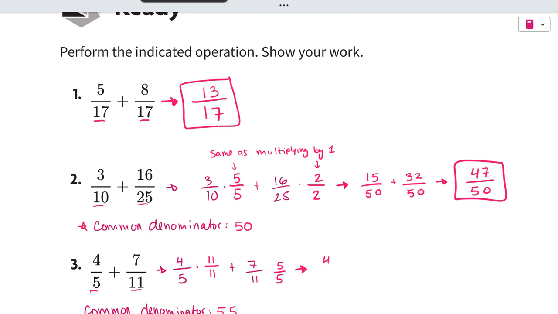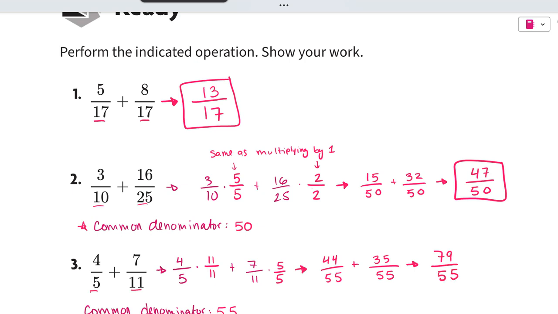So 4 times 11, we get 44 over 55. Plus 7 times 5 is 35 over 55. Because remember, when we multiply two fractions, I do multiply the top times the top and the bottom times the bottom. So that's why we get 35 over 55. So let's add our numerators together. 44 plus 35 gives us 79 over 55.